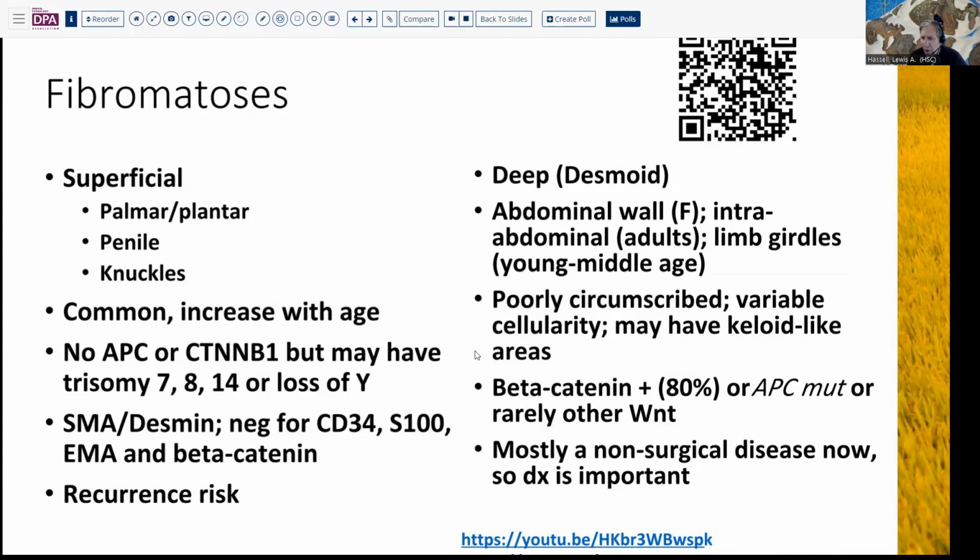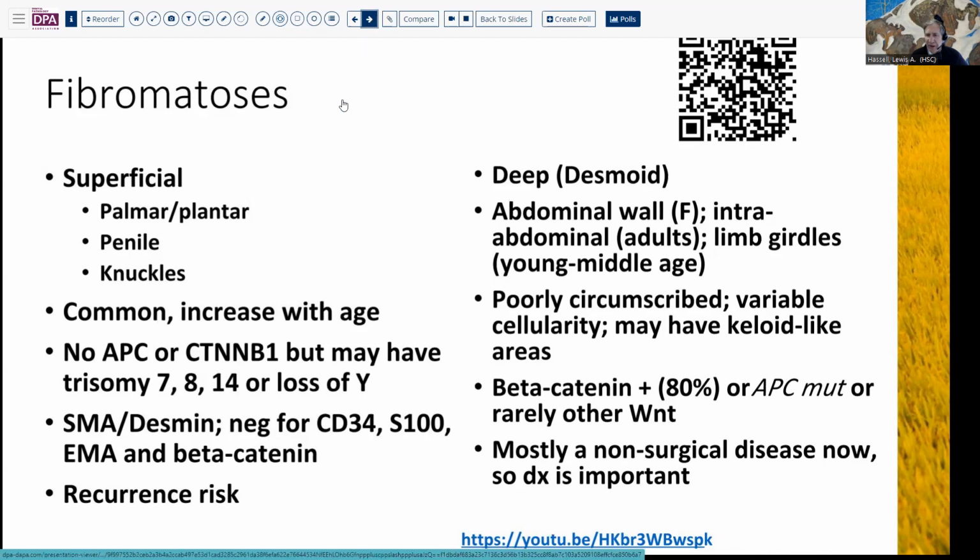Now, this is an important consideration because in general, this is no longer a surgical disease, but is something that's quite eminently treatable with medical means. And that is, in fact, the preferred method of treatment now. So making this diagnosis on a biopsy becomes quite important.